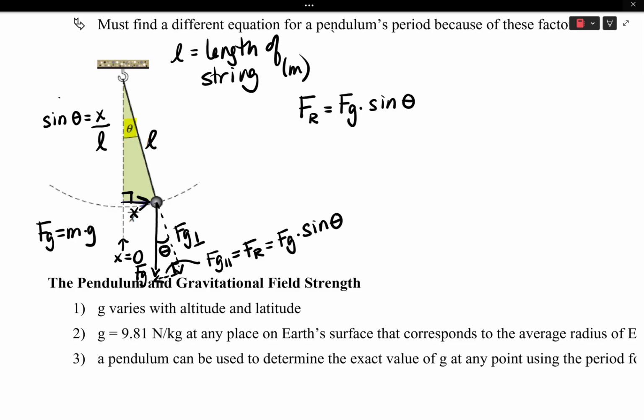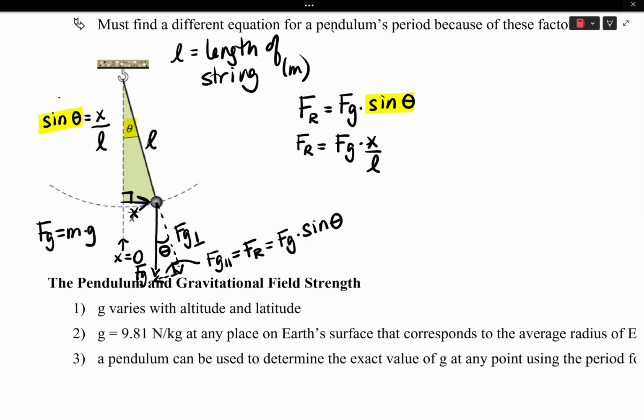And so we can start doing some replacements here. We know that from our equation over here that we can solve for sine of theta by looking at our position or displacement over the length of the string. So I can sub that in here first, times x over L.